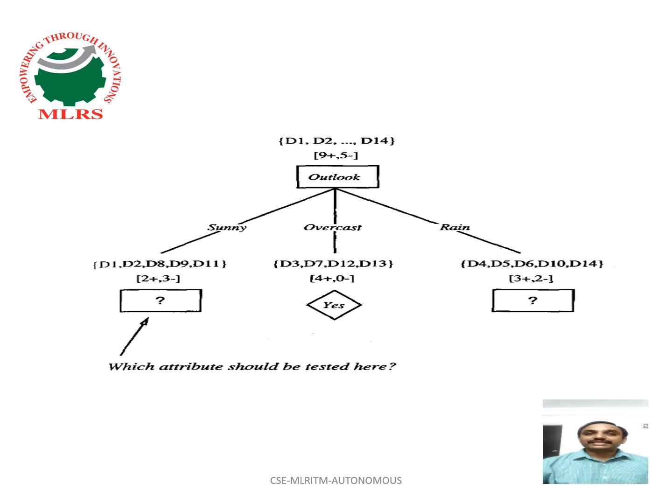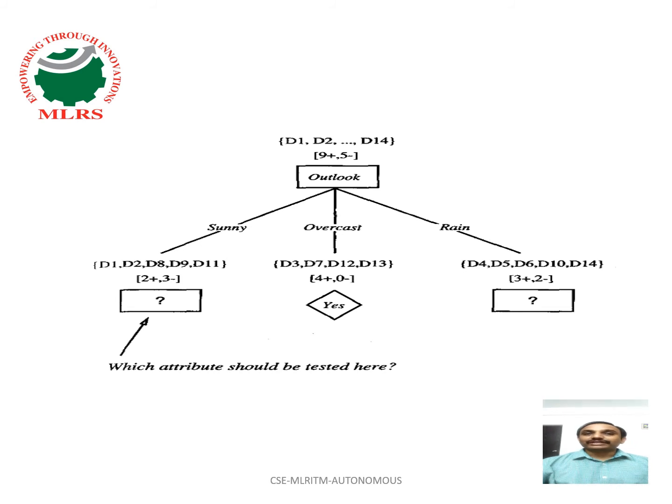In the case of sunny, we have 5 days that come under sunny. Out of those 5 days, 2 are positive and 3 are negative. So we are not in a position to tell whether this is no or yes, whether it is giving the positive result or negative result. So further we have to perform our test there.